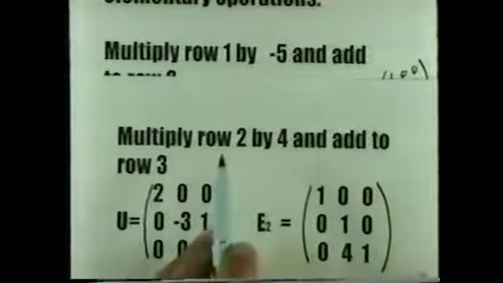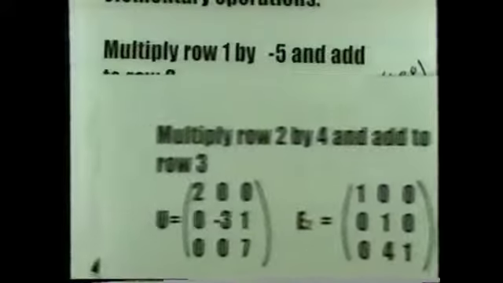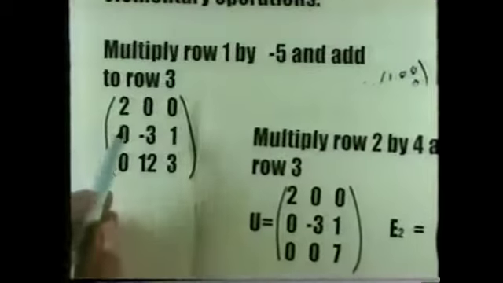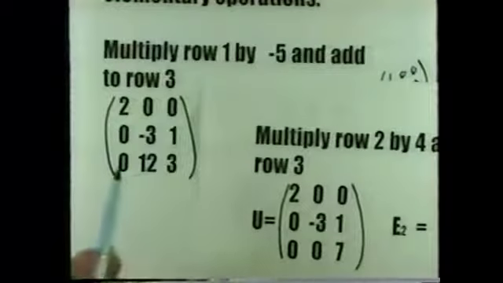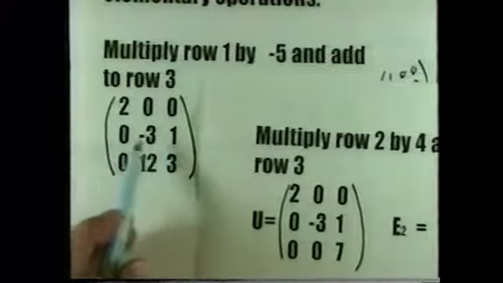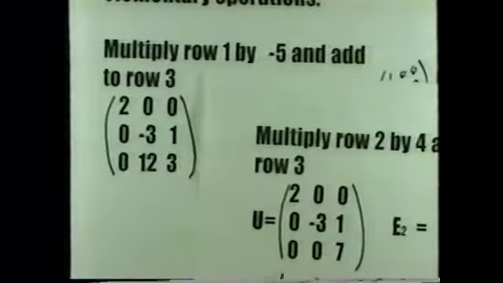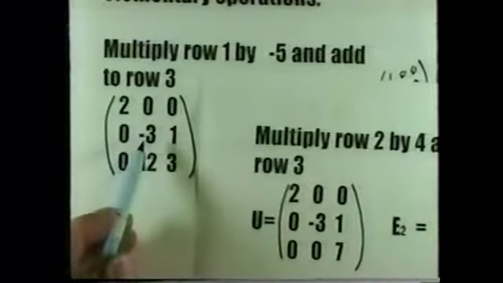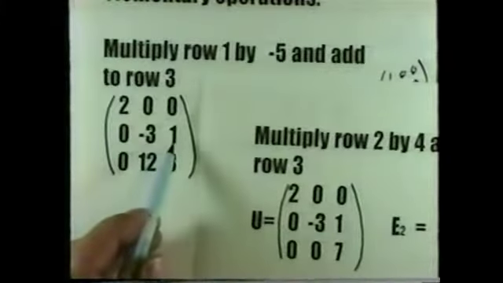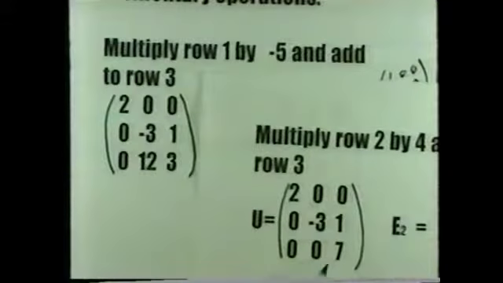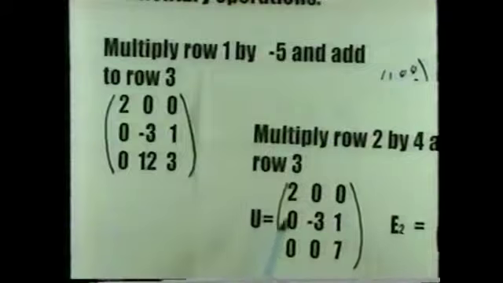So we need to multiply row 2 by 4 and add to row 3. We'll leave the first the same, 2, 0, 0. Leave the second the same, 0, -3, 1, but multiply row 2 by 4 and add to 3. 4 times 0 is 0, 0 plus 0 is 0. 4 times -3 is -12, -12 plus 12 is 0. 4 times 1 is 4, plus 3 is 7. So your upper triangular matrix is going to be 2, 0, 0, 0, -3, 1, 0, 0, 7.